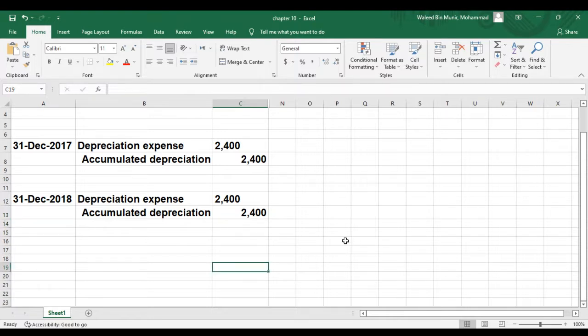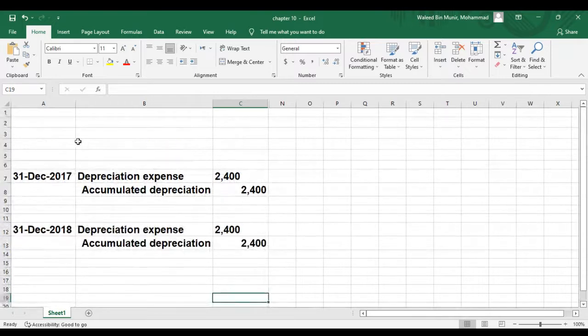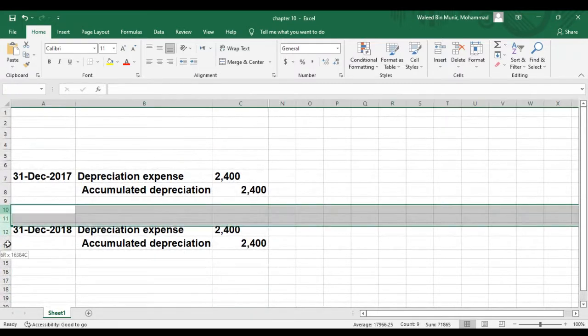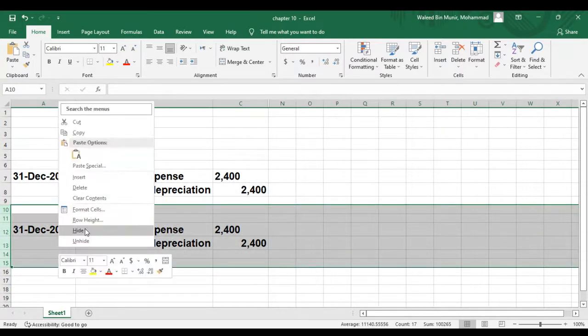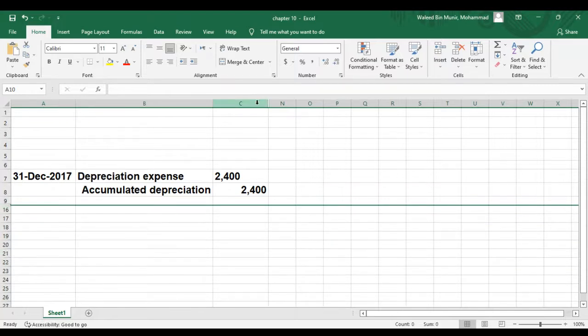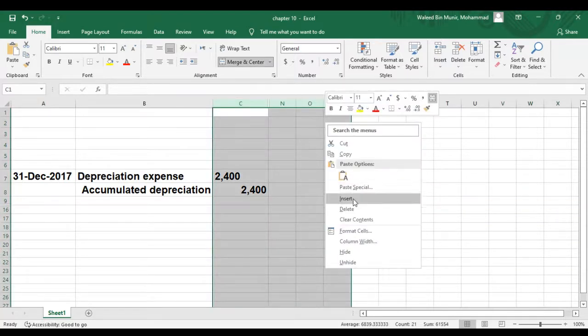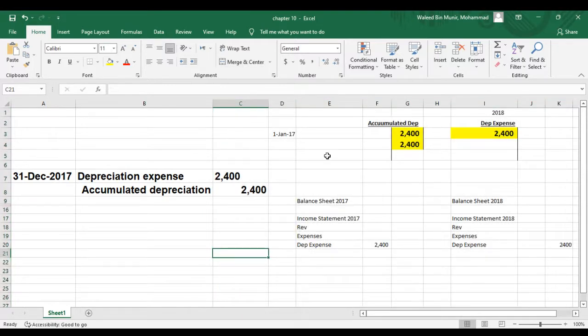Yes, it should be. Why this? No, it is important for your understanding. Understand, depreciation expense is same every year. Now let me share with you my T account. Understand? I'll just hide this one. See, this is what I have. My equipment. Whenever you have, understand, I'm just showing you.